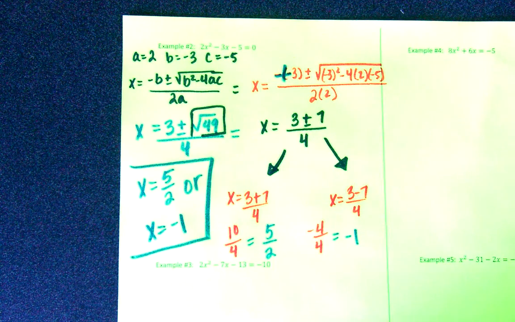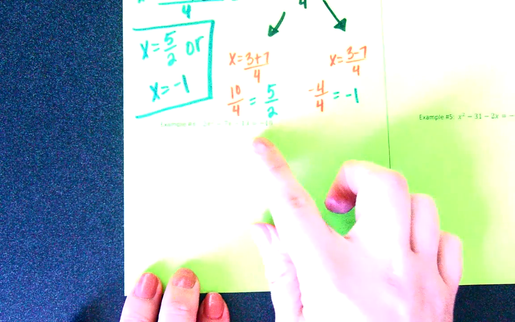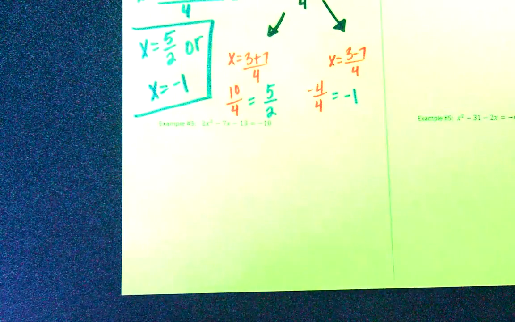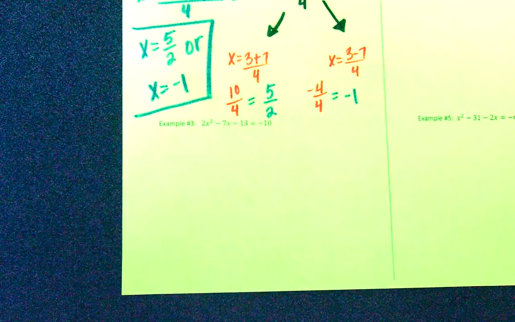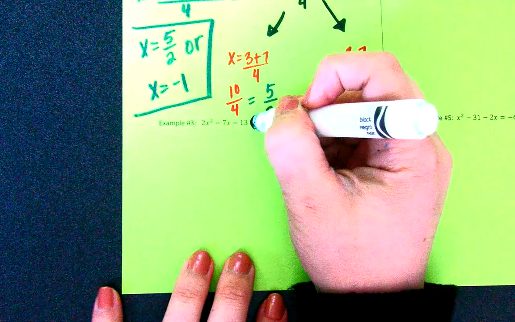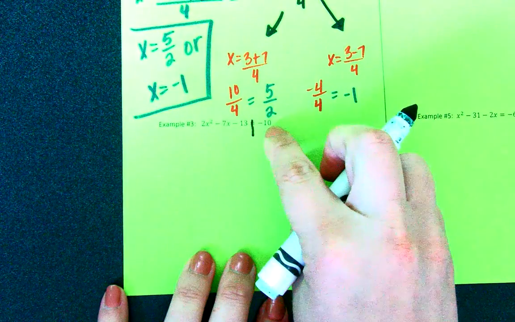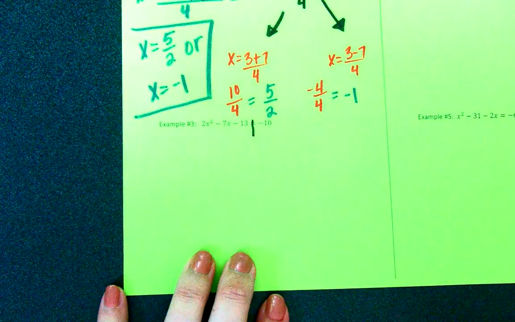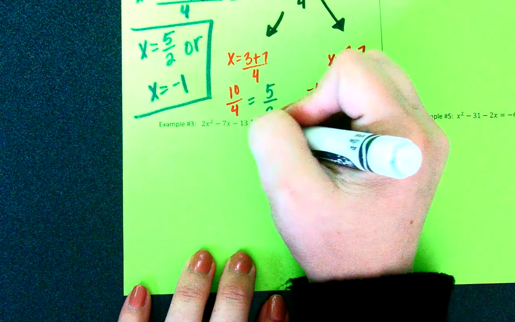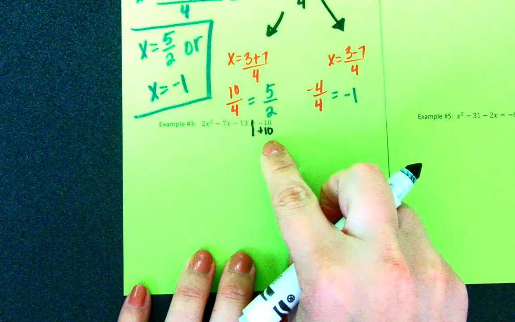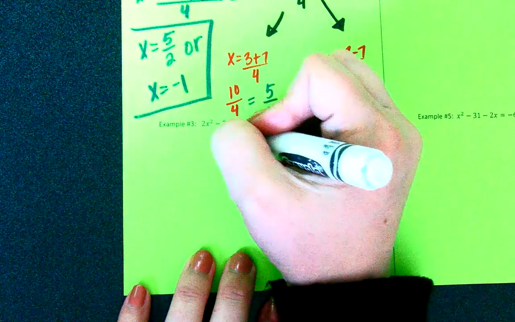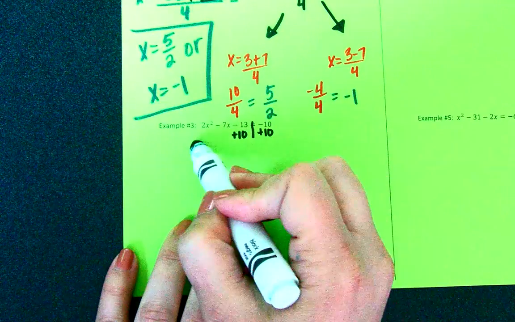Okay, moving on. The next one, example number 3, you ask yourself, does this equal 0? Well, no, it does not. So we have to make this right side equal 0. What can we do to negative 10 to bring it to 0? Well, we add 10. But whatever we do on one side, you have to do on the other. So you add 10 here, and you just rewrite it.